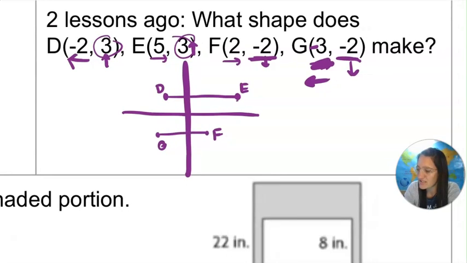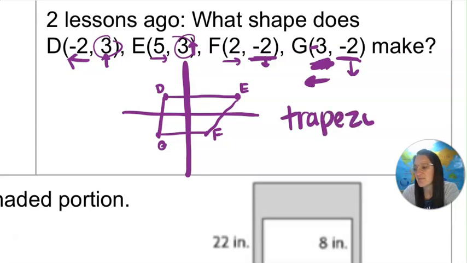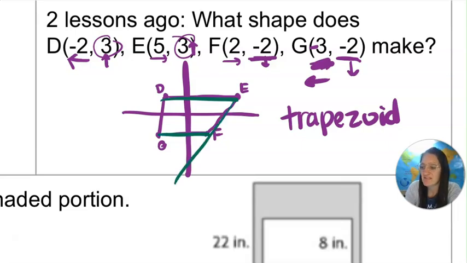But then if I were to connect that, those definitely are not parallel, are they? So it's not a parallelogram, not a square. I would call that a trapezoid. The key for the trapezoid is that this is parallel and this is parallel. But those, if they continued on, would intersect. They are not parallel. So it is a trapezoid.